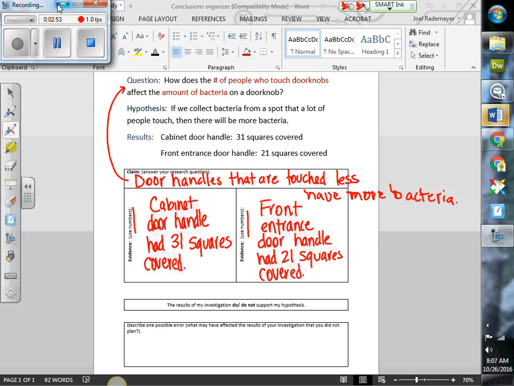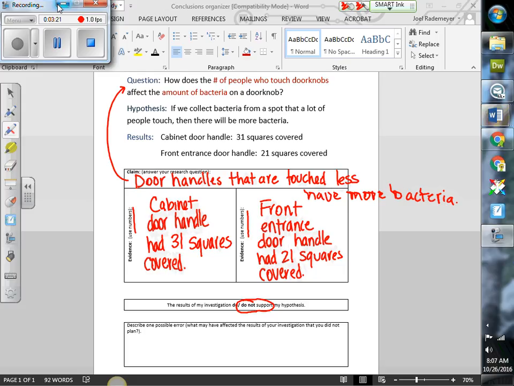Okay? Now we have to go back and reflect on our hypothesis. We have to decide if these results either support or do not support your hypothesis. Remember that results can never prove a hypothesis. We can never say our hypothesis was right or wrong, or correct or incorrect. Our results either support or do not support. And in this case, our results do not support our hypothesis. So we're going to circle do not support.